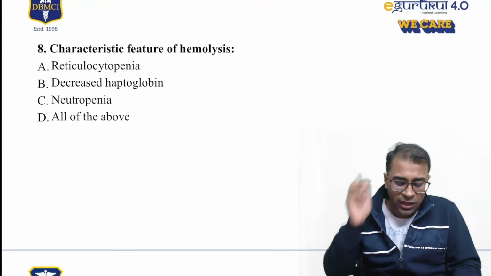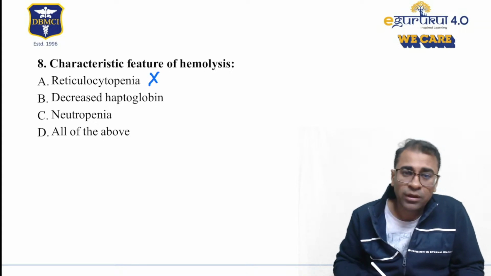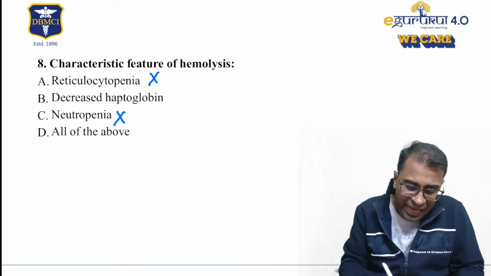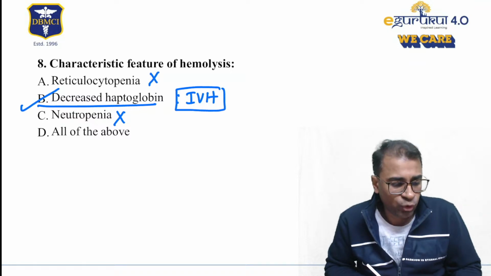Next one. Findings of hemolysis. Do you see reticulocytopenia? No. Neutropenia? No. Decreased haptoglobin? Yes. In which one? Intravascular hemolysis will show you a low amount of haptoglobin.